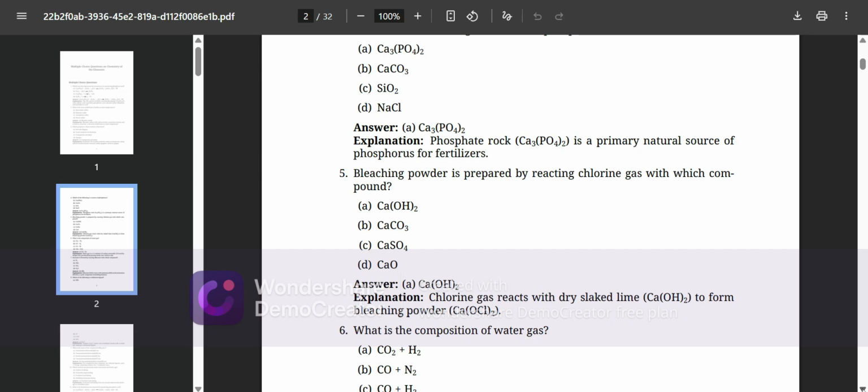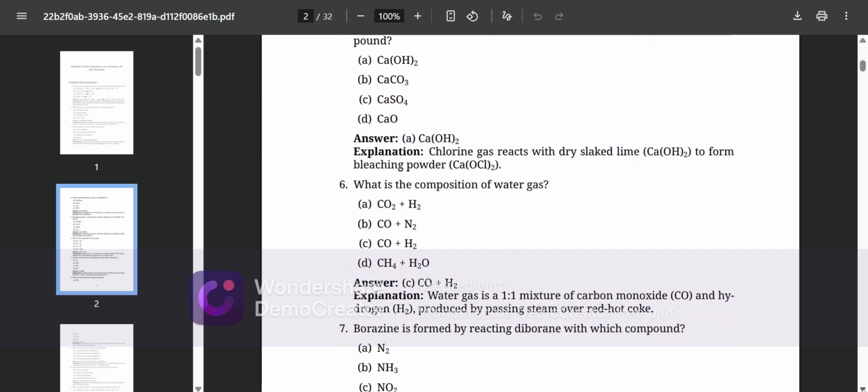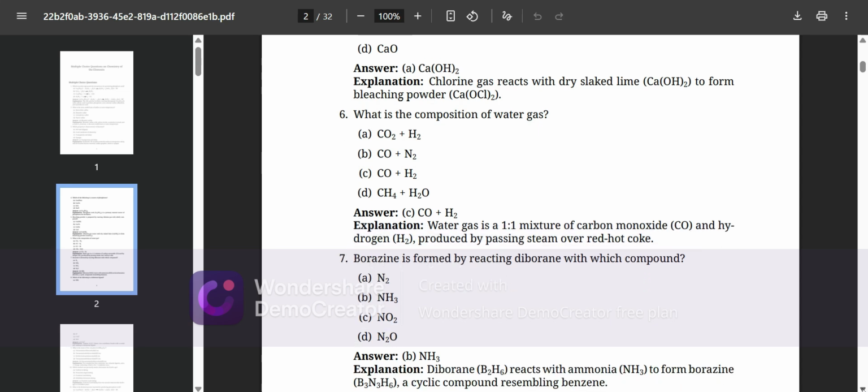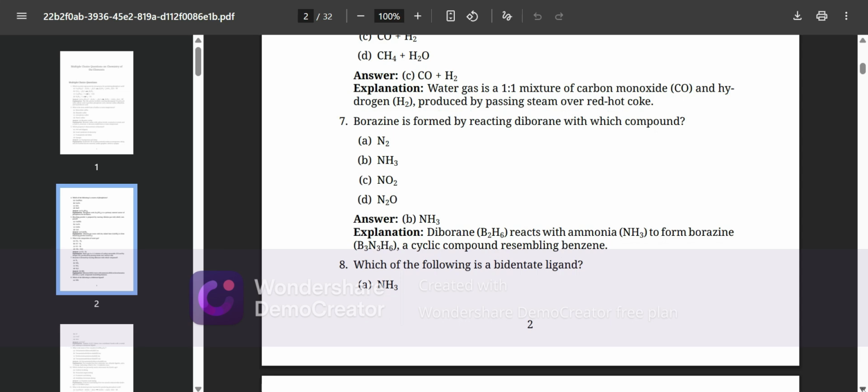Bleaching powder is prepared by reacting chlorine gas with which compound? Ca(OH)2. Chlorine gas reacts with dry slaked lime, Ca(OH)2, to form bleaching powder, CaOCl2. What is the composition of water gas? CO plus H2. Water gas is a 1:1 mixture of carbon monoxide, CO, and hydrogen, H2, produced by passing steam over red hot coke.